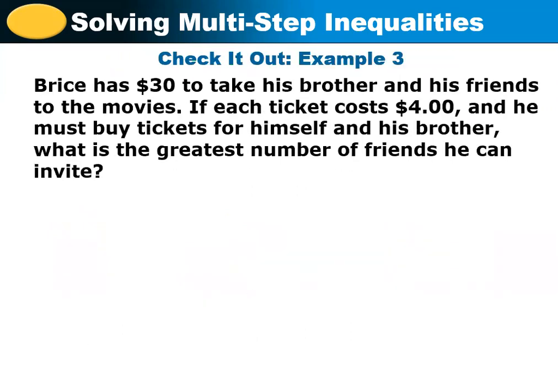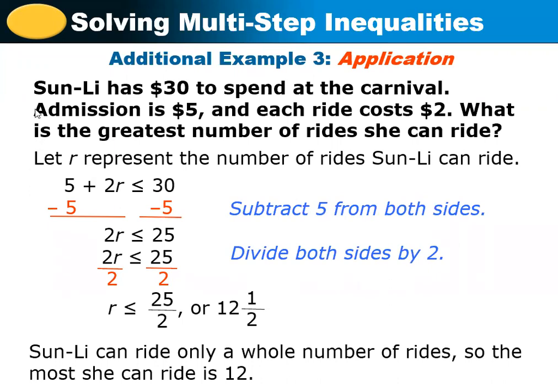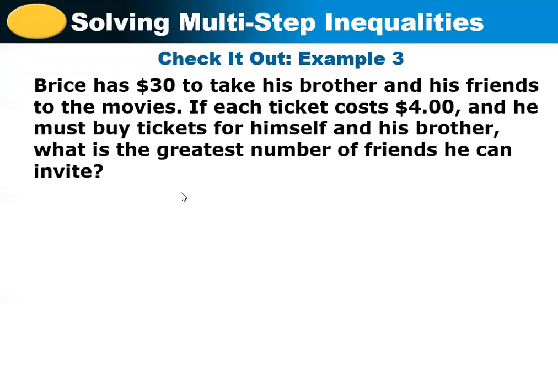One more question. In this question, Price has $30 to take his brother and his friends to the movies. The budget which he set for himself is 30. And each ticket costs 4. So we can say 4x or 4y or 4t. And he must buy tickets for himself and his brother. What is the greatest number of friends he can invite?